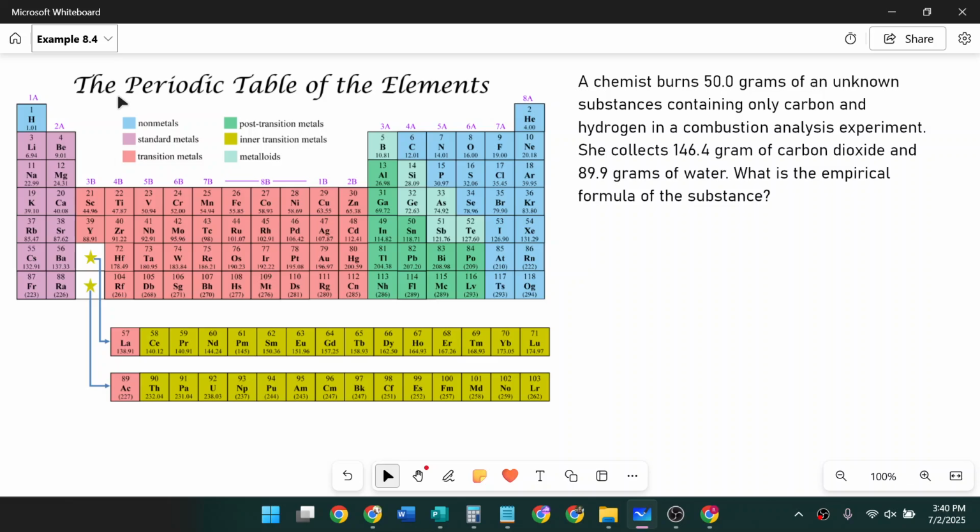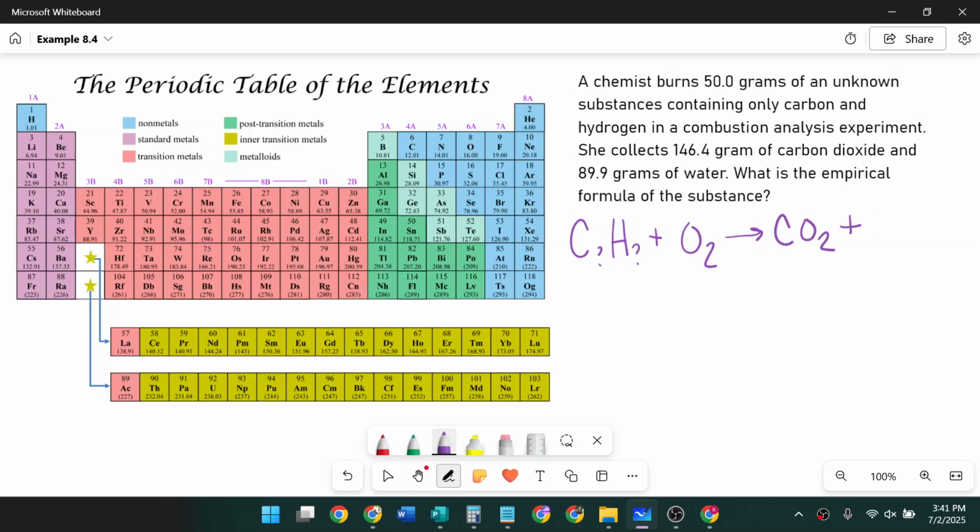That means we have carbon and hydrogen in some unknown ratio, and we're combining that with some oxygen. She collects 146.4 grams of carbon dioxide and 89.9 grams of water. So we know what it produces, CO2 and H2O. And they even tell us how much we get of each of these. We get 146.4 grams of this one, and we have 89.9 grams of this one.